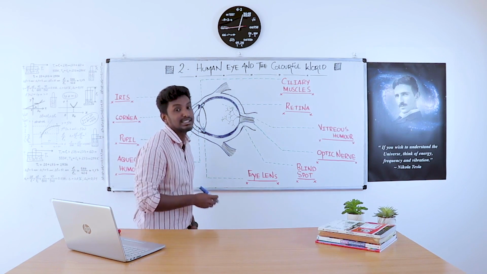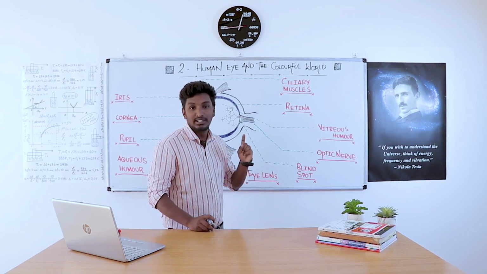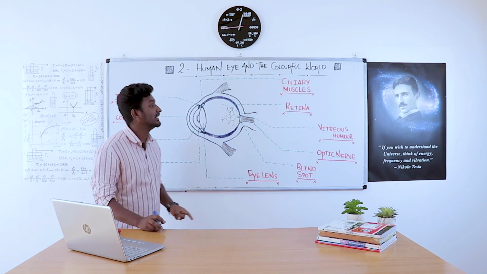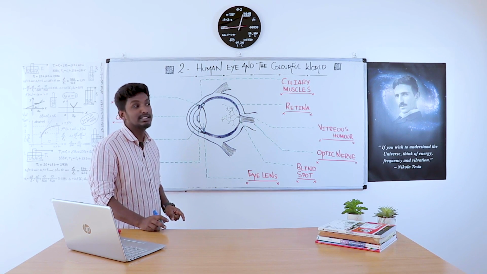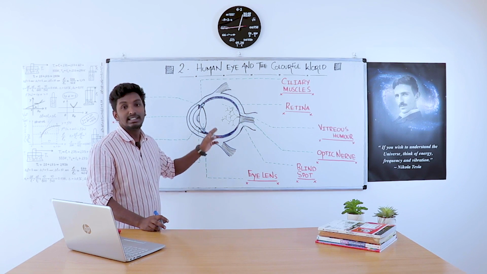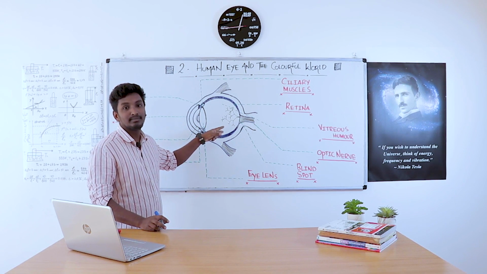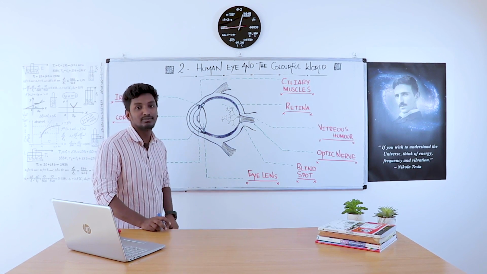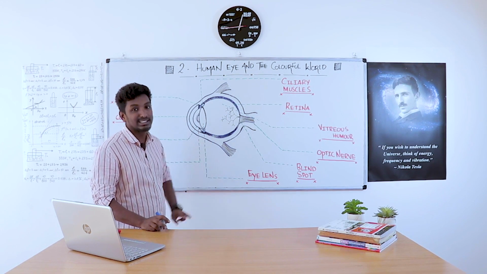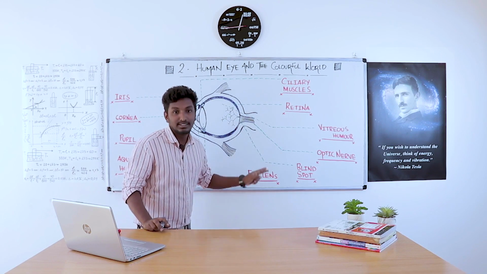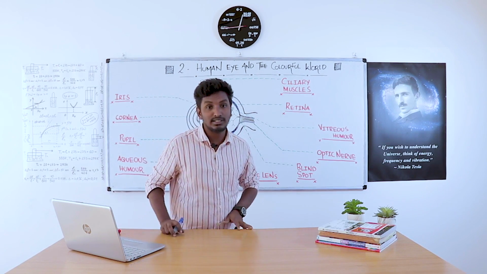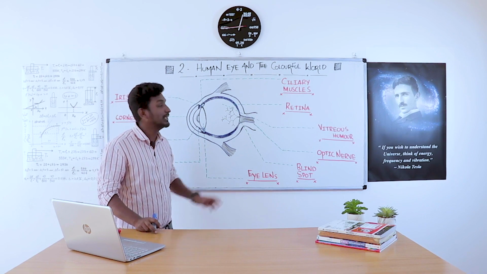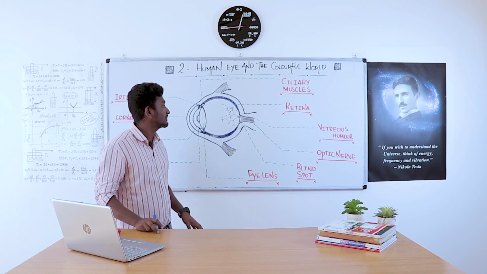Next part is retina. In the human eye, the image is formed on the retina. It is simply a screen on the eye where the image is formed. The image formed on the retina is real and inverted.